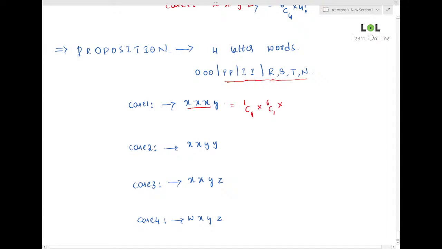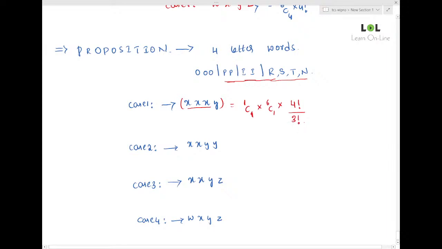Look, you can do the arrangement by looking at this word. Anybody? 4 letters, how do we arrange? No one? Guys, pretty simple. 4 letters can be arranged in 4 factorial ways. But there are 3 repetitions, that is 3 factorial, that's all.